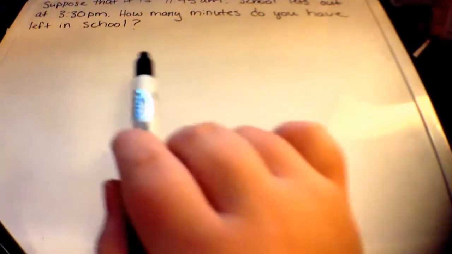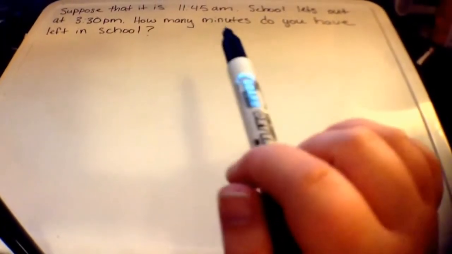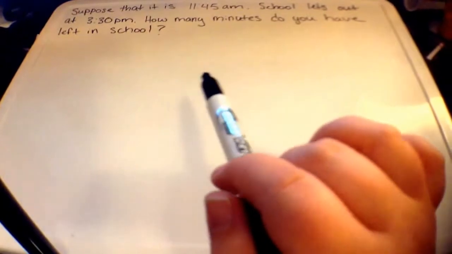In this problem, we are going to be doing a problem involving elapsed time and regrouping in base 60, which is suitable for 4th graders. Now let's take a look at our word problem. Suppose that it is 11:45 a.m. School lets out at 3:30 p.m. How many minutes do you have left in school?